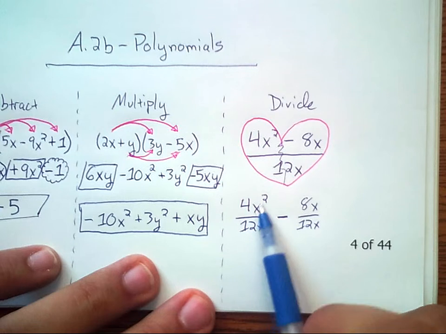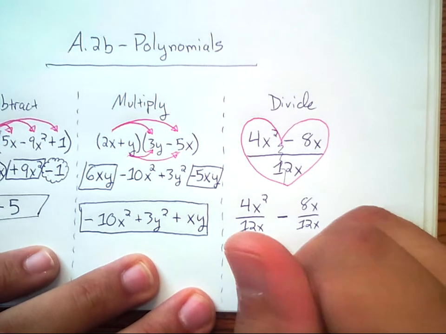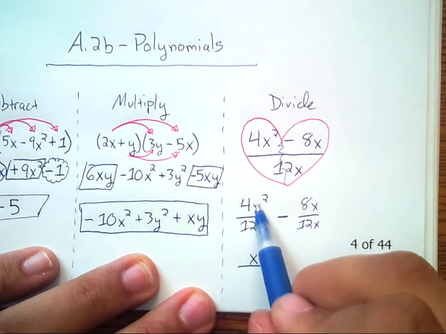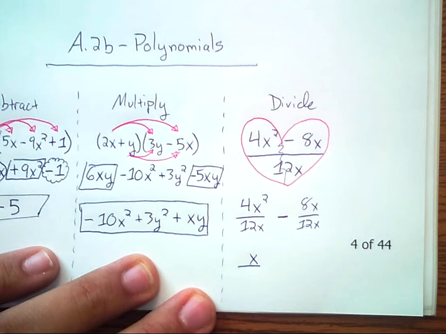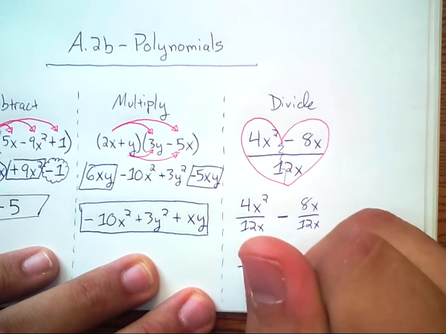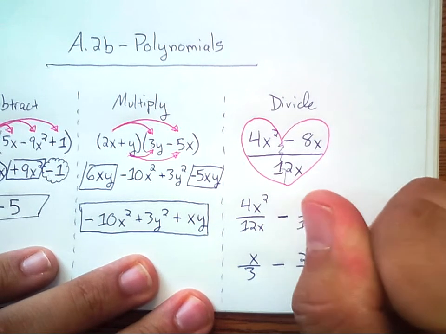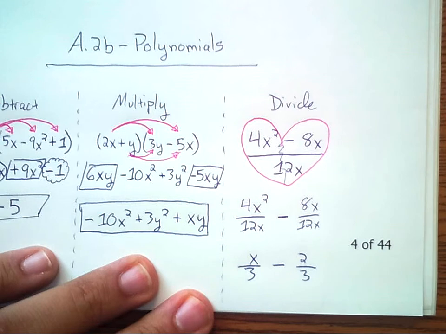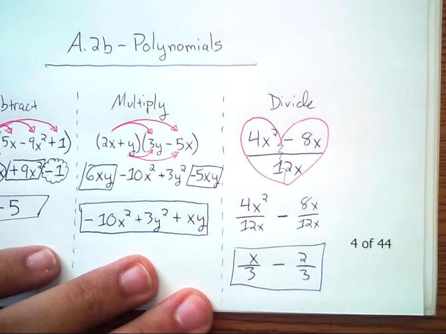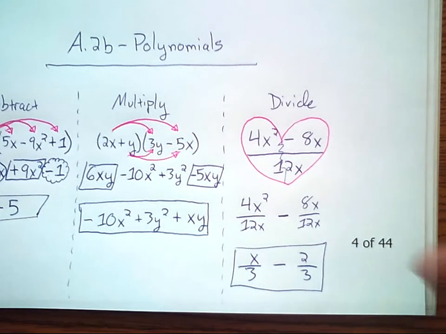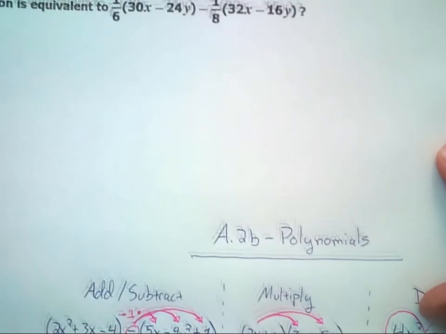For instance, x squared and x, well, I can take out an x from both, and that leaves x up top. 4 divided by 12, that would become 1/3. I'm not going to write the 1, just like I was talking about. Minus 8 divided by 12, well, that cleans up to 2/3. And then x and x, well, they cancel out. So you're actually cleaned up. There it is.